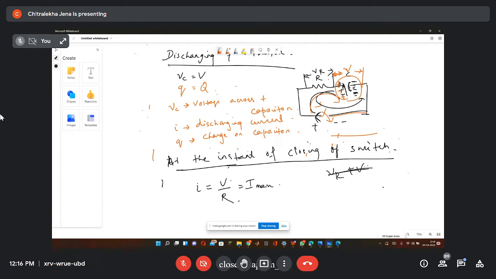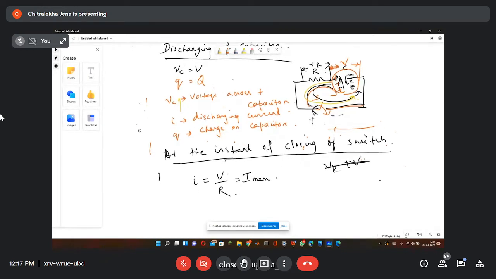All of you understood? So now the current will flow in which direction? The current will flow in the opposite direction, the anti-clockwise direction. Okay. So charging current and discharging current are opposite to each other. Got it, all of you?